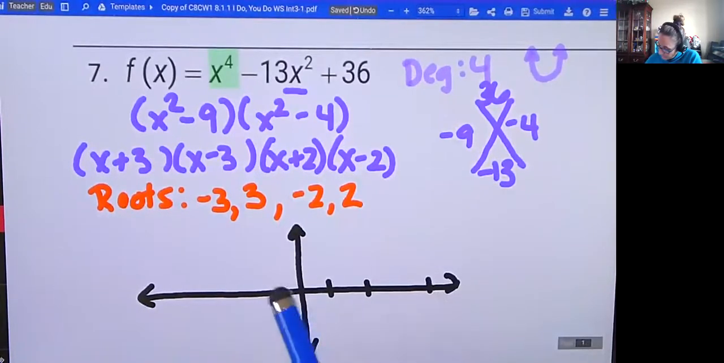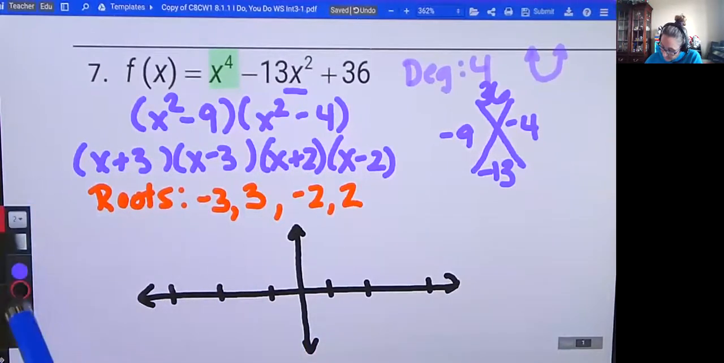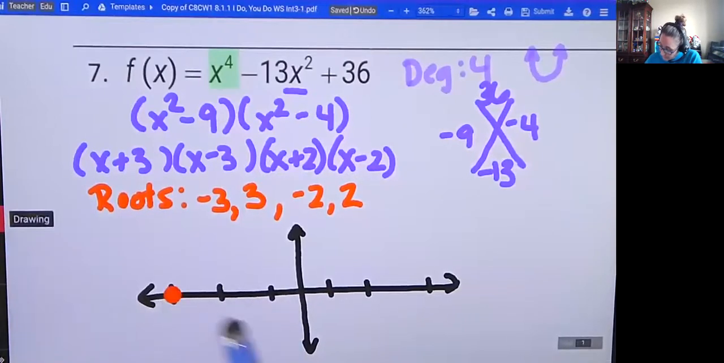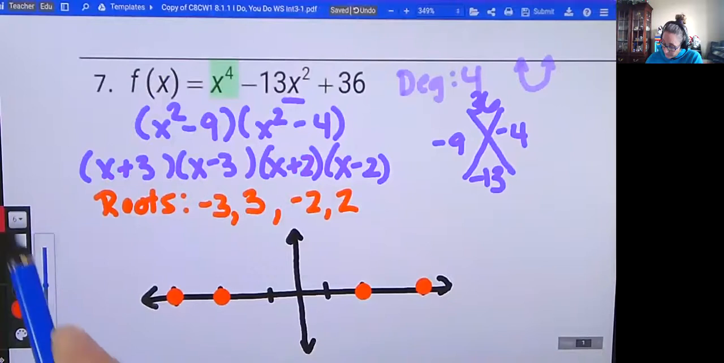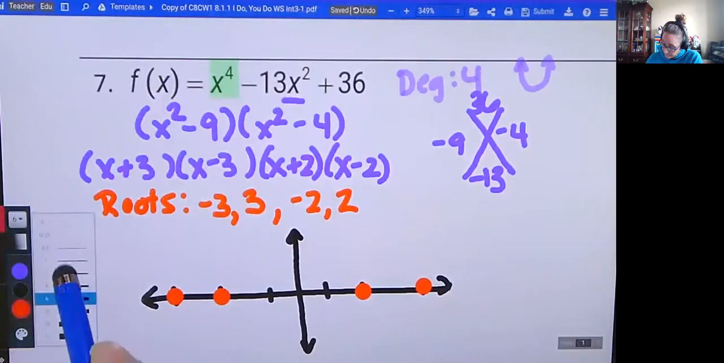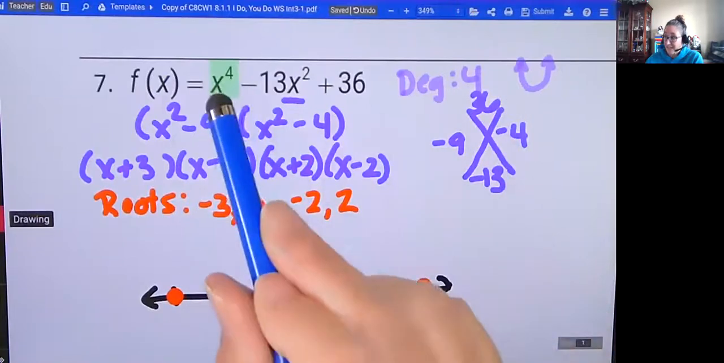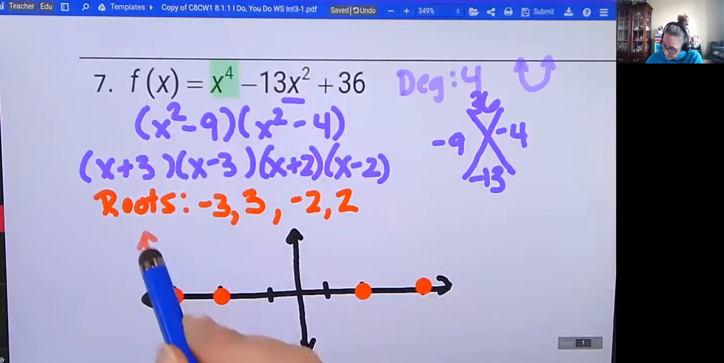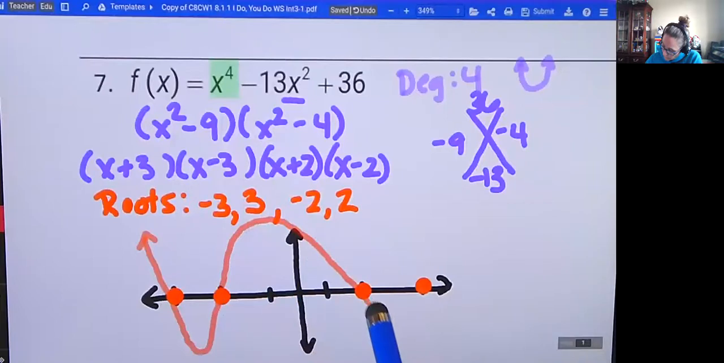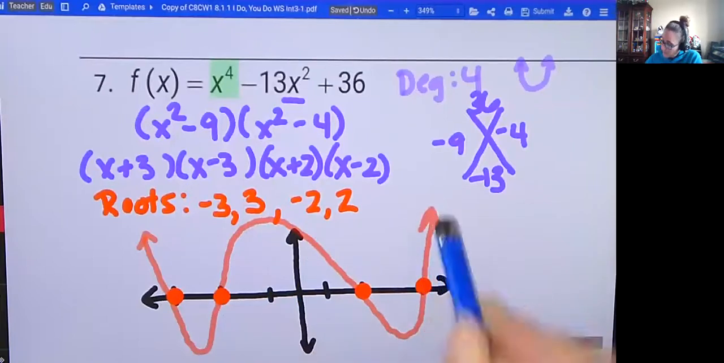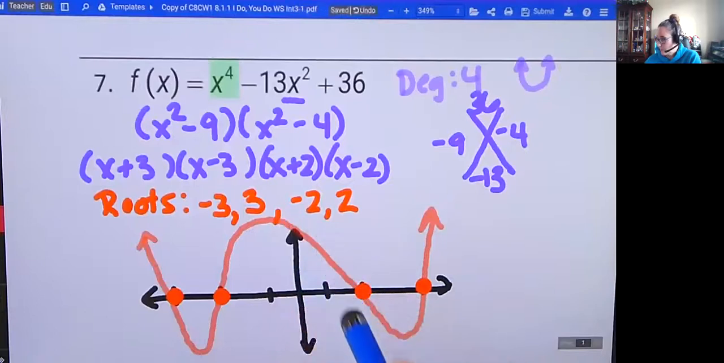1, 2, 3, 1, 2, 3. Okay, so I am going to plot these. So I have a negative 3, I have a positive 3, I have a negative 2, I have a positive 2. Each of these is going to be single, so I'm going to go through. So I am going to start above, again, because it's a positive even, and I'm going to go through like a line, through, through, through, through.